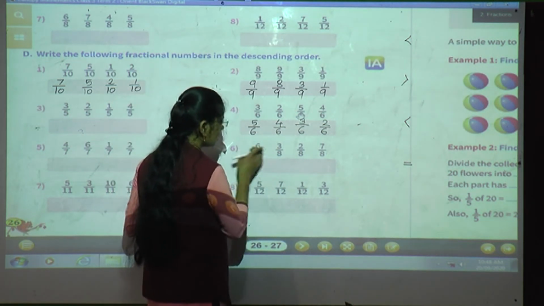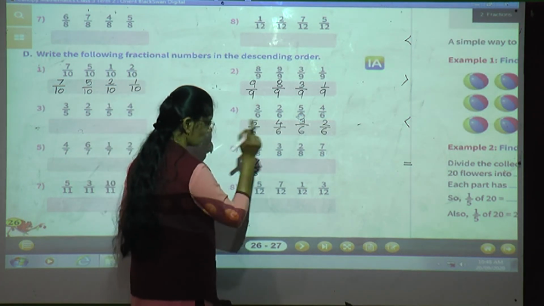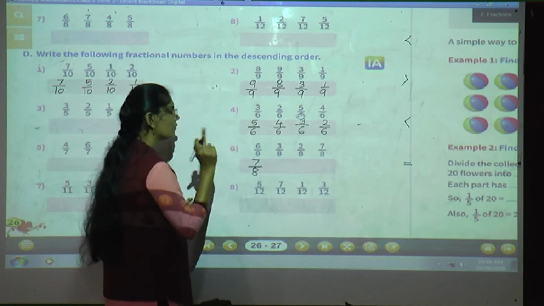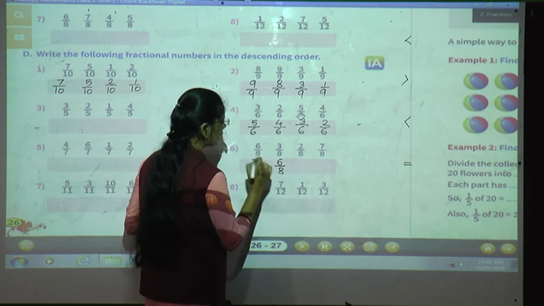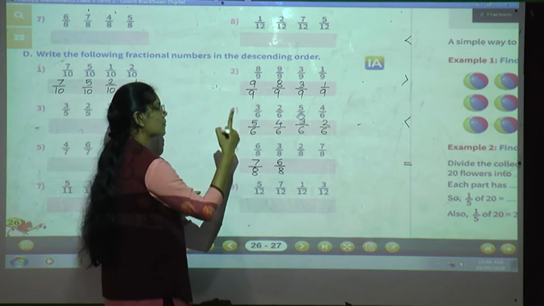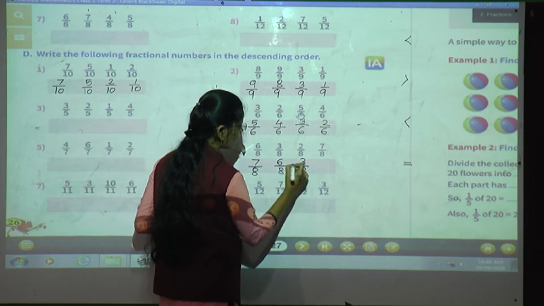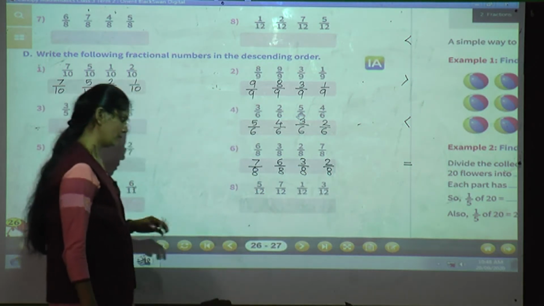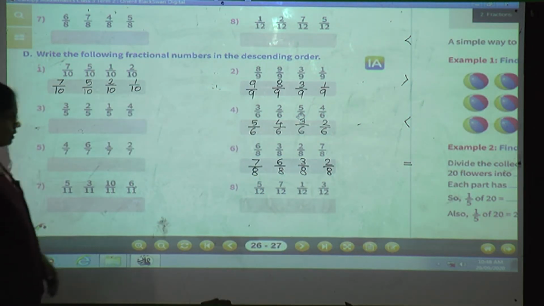Now remaining 3 numerators, remaining 3 numbers you have to see. 6, 3, 2. Now among these 3 numbers, which one is greater? 6. So here we'll write 6 by 8. Now only 2 numbers are remaining, that is 3 and 2. So 3 is greater than 2. So we'll write here 3 by 8 and the last 2 by 8. Okay. Now one more example we will take, that is the 8th one.